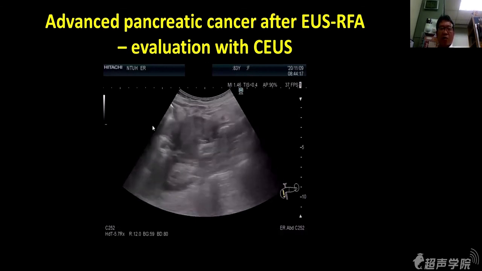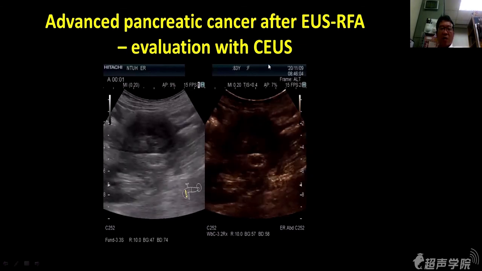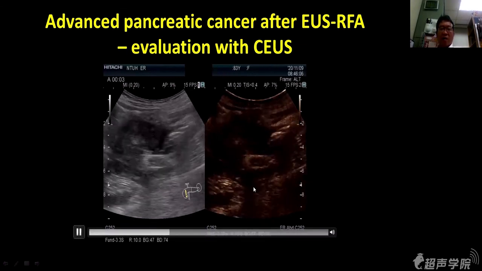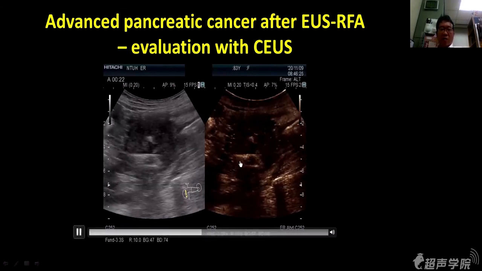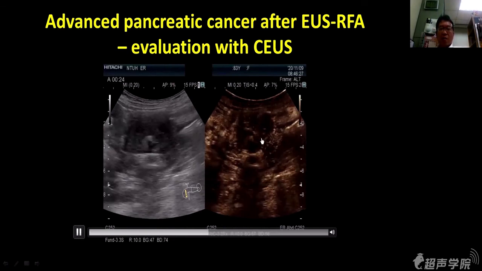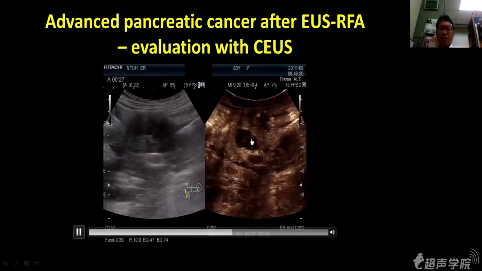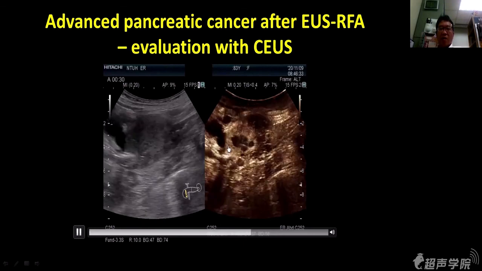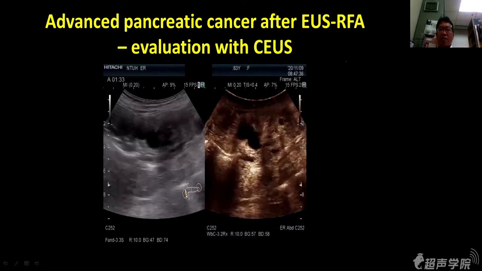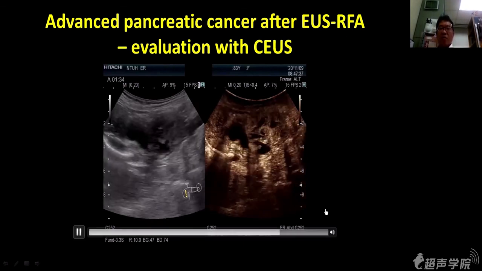I have just shown, after the RFA, we want to evaluate the effectiveness of the RFA. You can see there is a lot of necrosis of the tumor, so the treatment is successful.